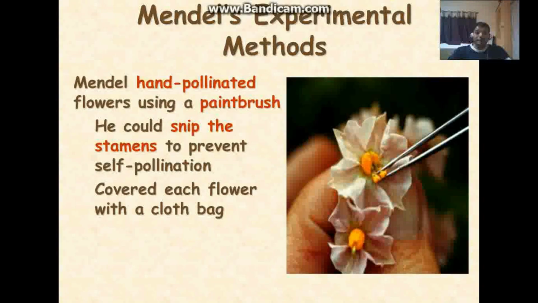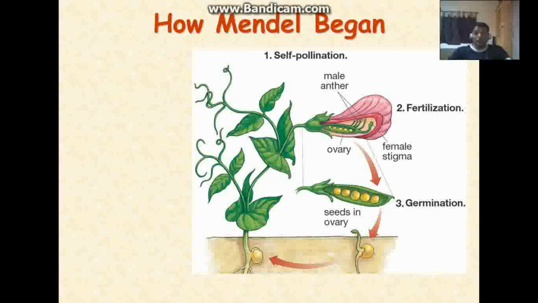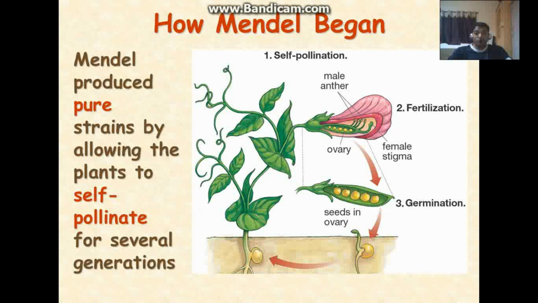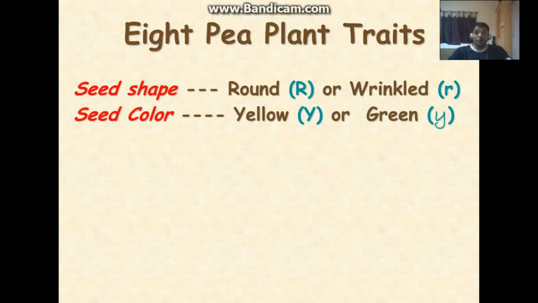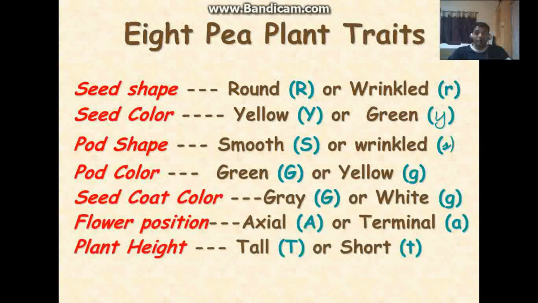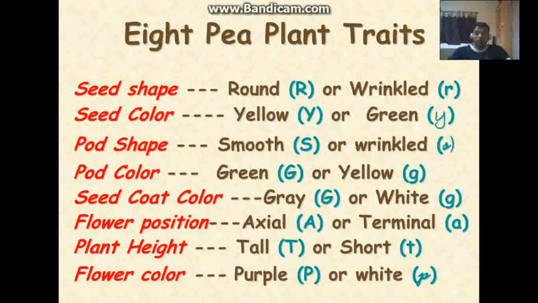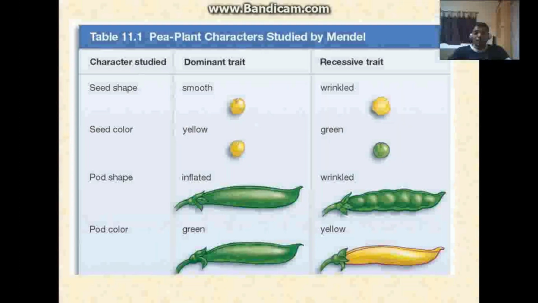Mendel did these experiments himself. He hand-pollinated using a paintbrush, or he would snip the stamens to prevent self-pollination. He traced these things through several generations. Mendel began his experiment. He produced pure strains by allowing them to self-pollinate. He used 8 pea plant characters or traits, as we see here: seed shape, seed color, pod shape, pod color, seed coat, flower position, plant height, and flower color.